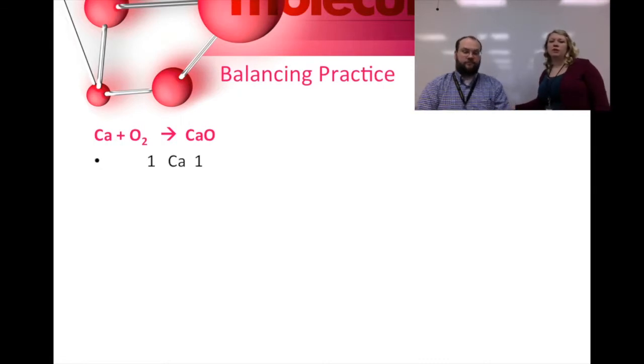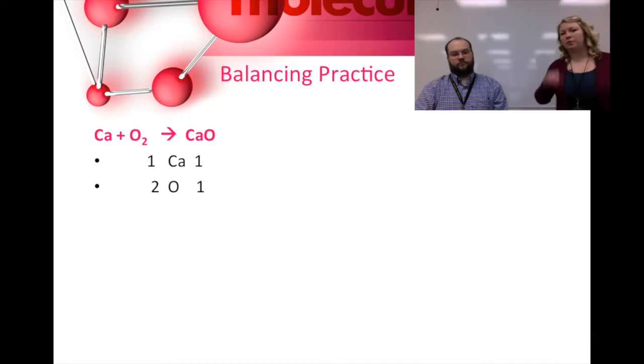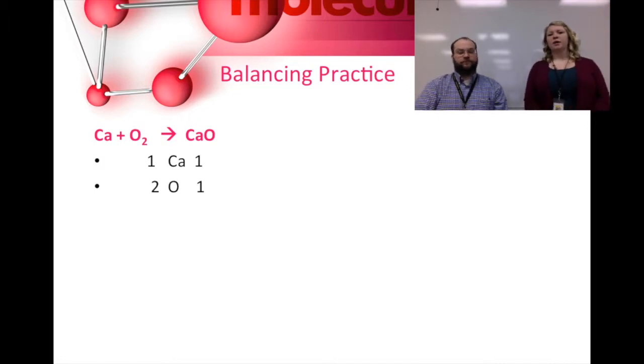I look on both sides. I have 1 calcium to start, so I write Ca and 1 on each. Then I write O, and I count up on both sides. On my left side, I have 2. On my right side, I only have 1. So I know I need to fix that right off the bat. One oxygen is being destroyed: I start with 2, end with 1. They've got to be the same number on both sides, so something is clearly incorrect.